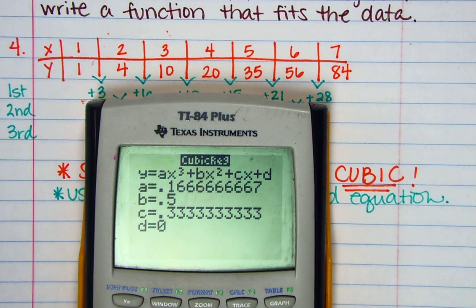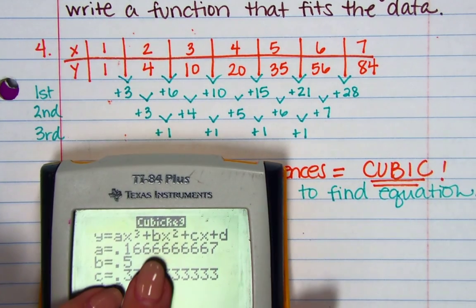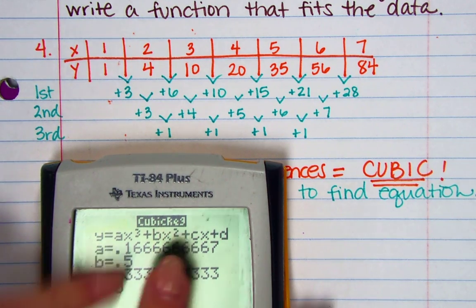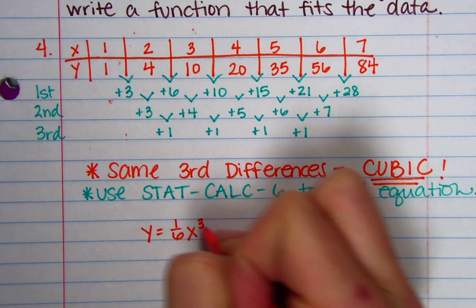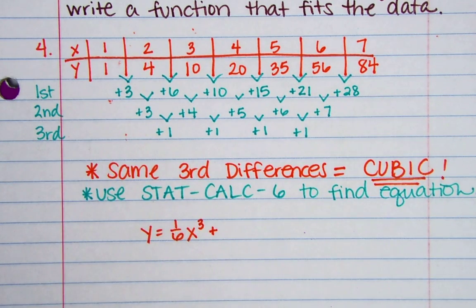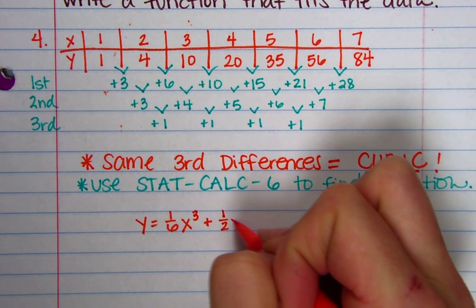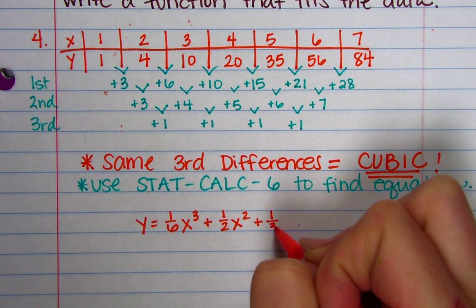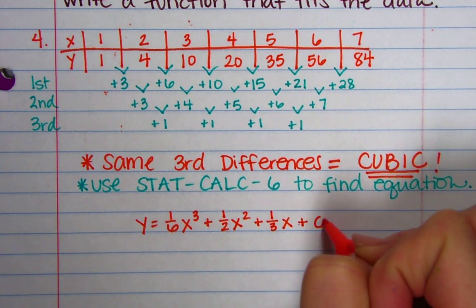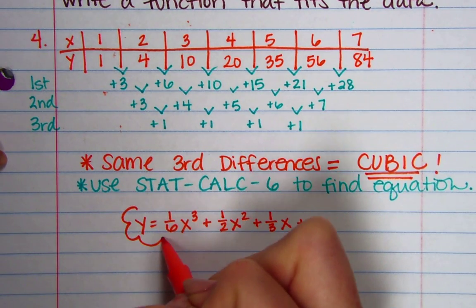I'm going to give us a little hint because I know the answer. 0.166666. Anybody know what fraction that is? 0.16666666. All right, it's 1/6. So 1/6 x cubed plus, what's 0.5? A half, right? 1/2 x squared. What's 0.33333333? 1/3 x, and then it says d is 0. So that's the equation for this table. The calculator just told us.